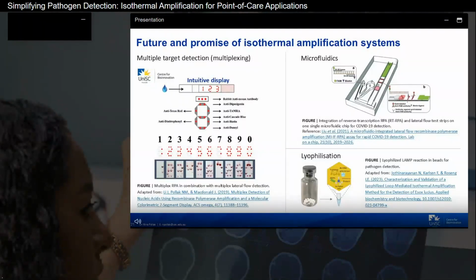Lyophilization or freeze-drying offers an ideal solution. Many isothermal amplification components are already available in this form, also by Thermo Fisher. For example, here you can see lyophilized LAMP reaction in bead format for pathogen.